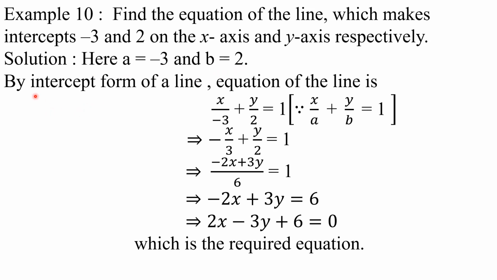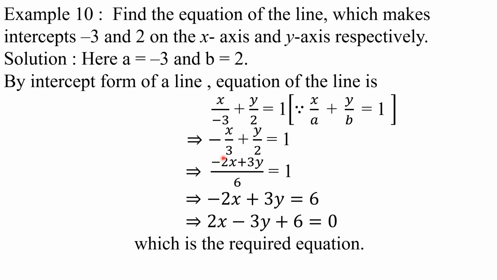So by intercept form of a line, the equation of the line is x by a, what is a here? Minus 3, plus y by b. What is b here? 2, is equal to 1, because x by a plus y by b is equal to 1. Here we used this intercept form of a line. Understood this step? This implies, here in the denominator the minus sign is there. We are writing this minus sign before this rational number. So minus x by 3 plus y by 2 is equal to 1.